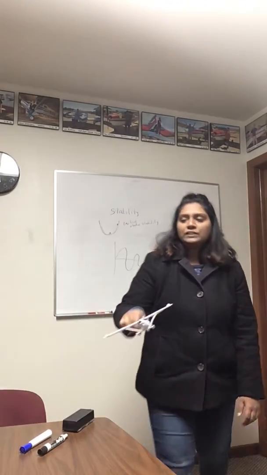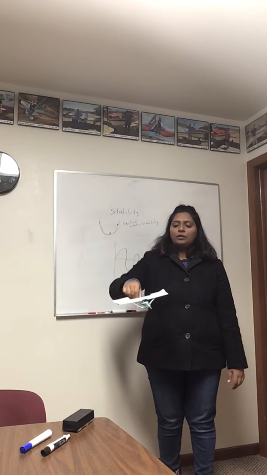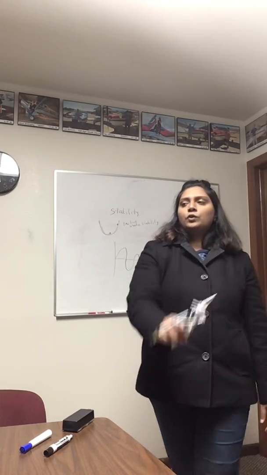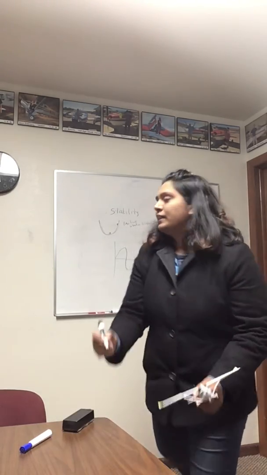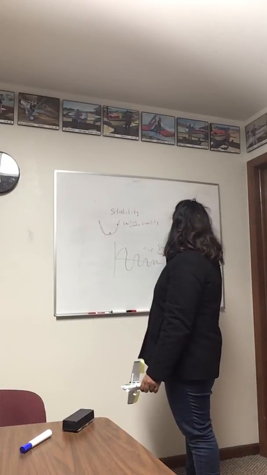So what happens is it oscillates. It goes up, wants to come down because it's statically stable, then keeps going down, then comes up a little bit, now slowly it is going to come back to the original position. That's called positive dynamic stability.